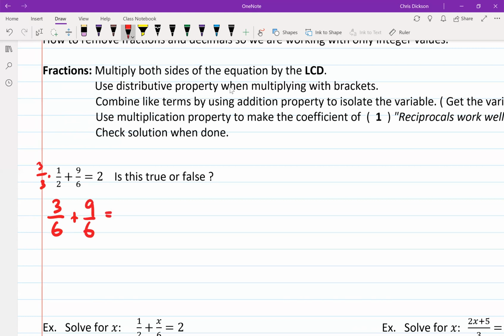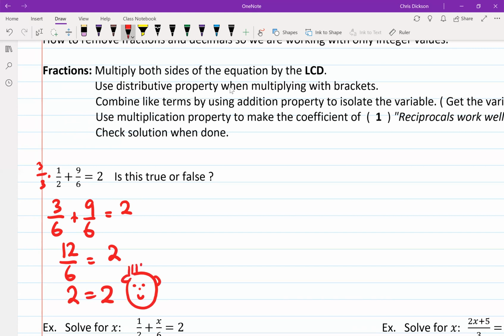That's supposed to equal 2. And of course, when I add fractions, I add the numerators. So that's 12/6 equals 2. And of course, 12 divided by 6 is 2. So we say 2 equals 2. And we are happy because that seemed pretty straightforward.